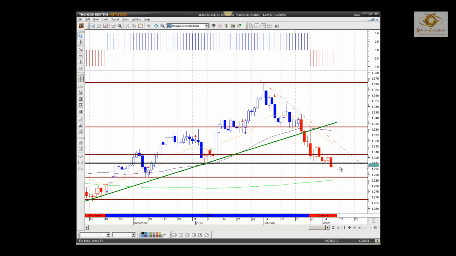Price cannot trade above 1300, otherwise you're seeing price moving against market sentiment, and we don't trade that. We're trading with market sentiment. In this case, we're trading negative because everything is telling us we should be looking for negativity. So intraday, 1300 is your resistance level, and look for downside momentum.